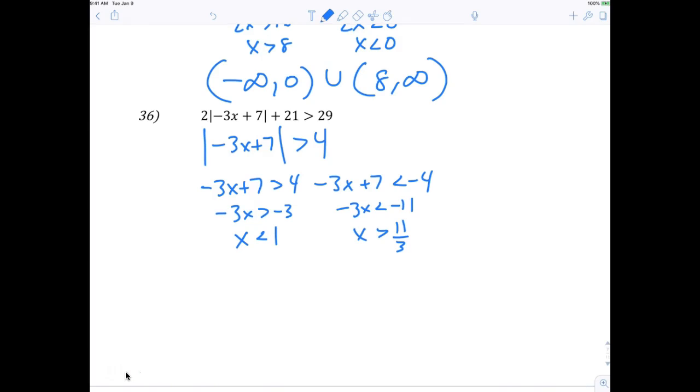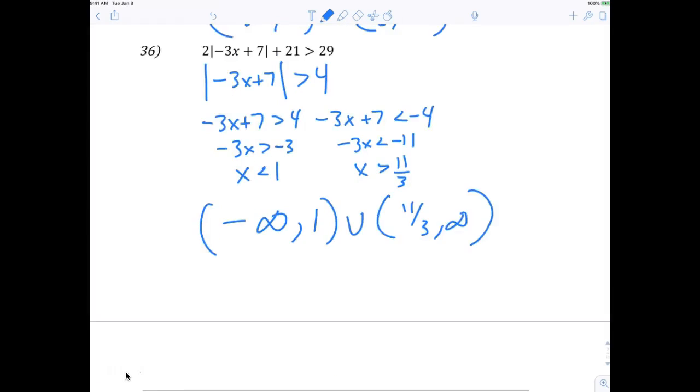So are they going in the same directions or opposite directions? I think opposite, right? 11 thirds is greater than 1. All right, so again, we would say from negative infinity to 1 and from 11 thirds to infinity. Everybody good with that? Any issues?